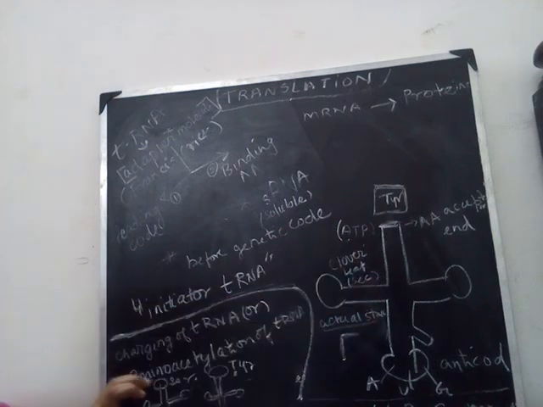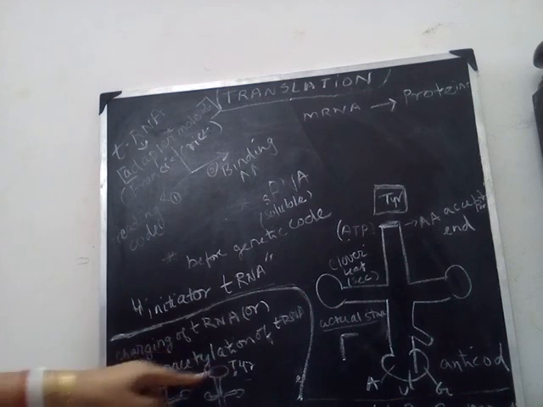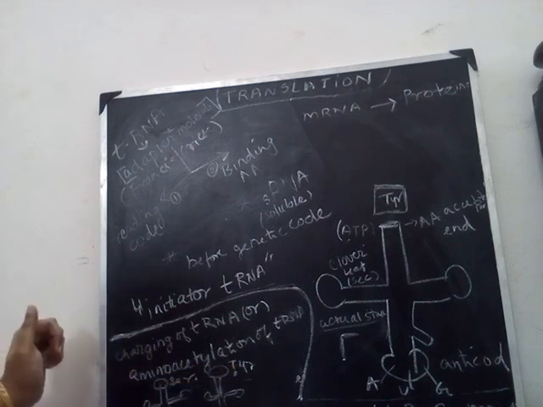When two charged transfer RNAs are close by, there is a possibility of bonding between the two amino acids too. This bonding is a highly energetic process and needs a lot of energy.